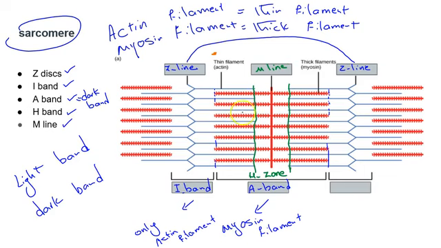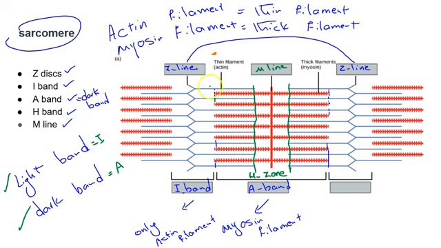Okay, so let's review. For the sarcomere, which is the functional unit of the muscle fiber, we have to know the sarcomere structure: Z disc, I band, A band, H band, and M line. As you remember, when we are looking at the sarcomere or muscle fiber under the microscope, we can see the light and dark regions or striated appearance. The light band is also called the I band, and the dark band is also called the A band.